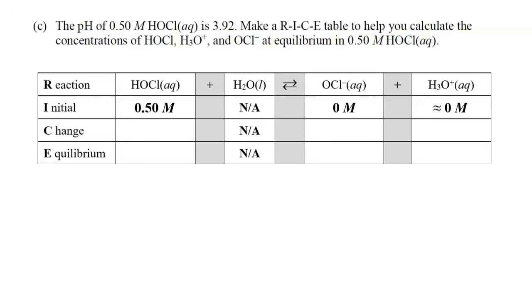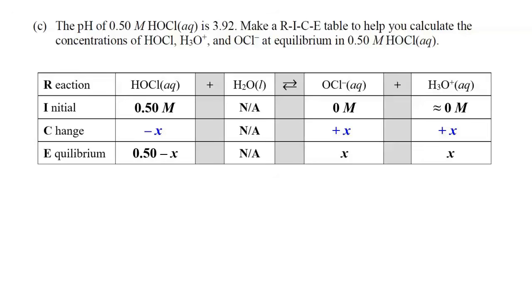For the change, as the reaction proceeds, the concentration of hypochlorous acid will decrease by some number that we don't know yet, so I'll say minus X. And the concentration of the products, OCl- and the hydronium ion, are going to increase, so I'll say plus X and plus X. At equilibrium, the concentration of hypochlorous acid will be 0.50 minus X, and the concentration of the hypochlorite ion, OCl-, and the hydronium ion will be X and X.